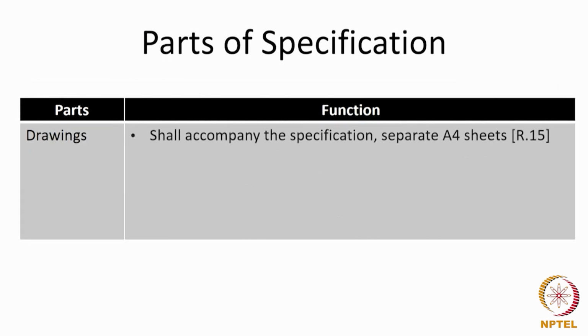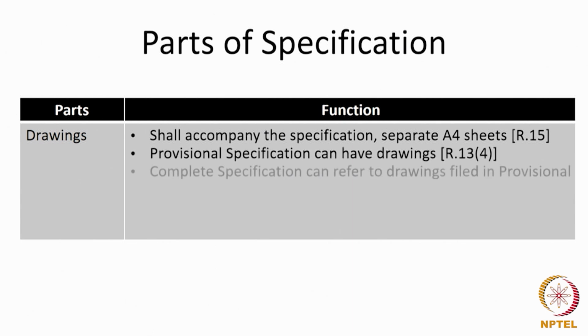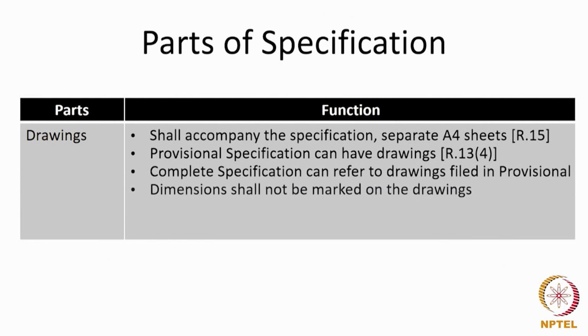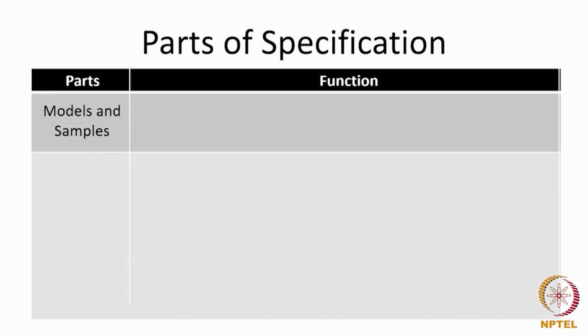Drawings: they shall accompany the specification, and they shall be in separate A4 sheets, that is a requirement under Rule 15. The provisional specification can have drawings, and the complete specification can refer to the drawings filed in the provisional. Dimensions shall not be marked in the drawing. No descriptive matter except for flow diagrams, we had already mentioned this.